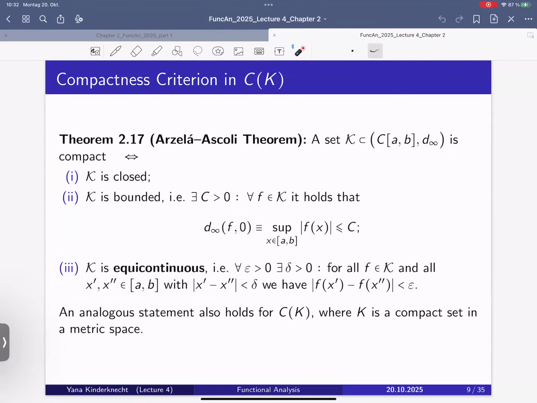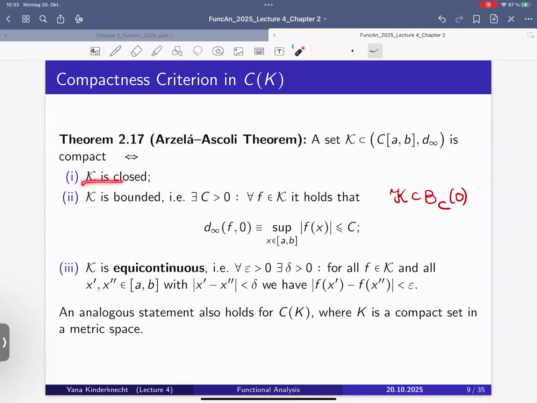The set is compact if and only if it is closed and bounded. What does bounded mean? It means that K is a subset of some ball with center 0 and some radius r. In this space, this means that there exists some C, which plays the role of the radius, such that the distance between all elements of our set K and 0 is smaller than C. This is the distance in the sense of this metric.